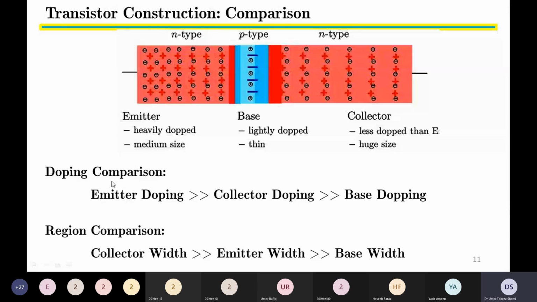So the doping comparison is that emitter doping is larger than the collector doping, which is larger than the base doping. So the base doping is the least, collector doping is moderate, and emitter doping is the maximum. Whereas if we compare the width, the collector width is the largest, the emitter width is the medium or moderate, and the least width in the transistor is that of the base. So this is the physical construction of the BJT transistor.